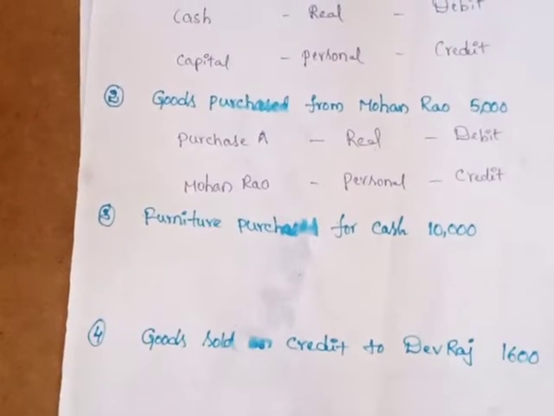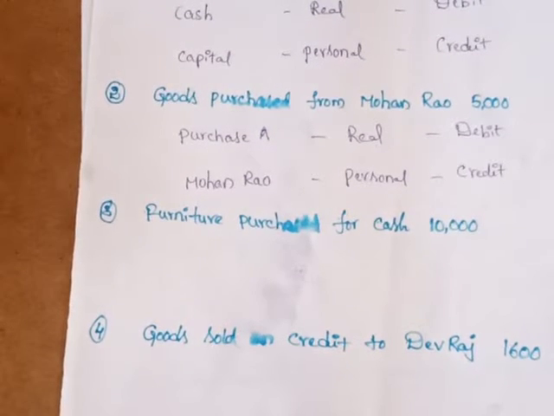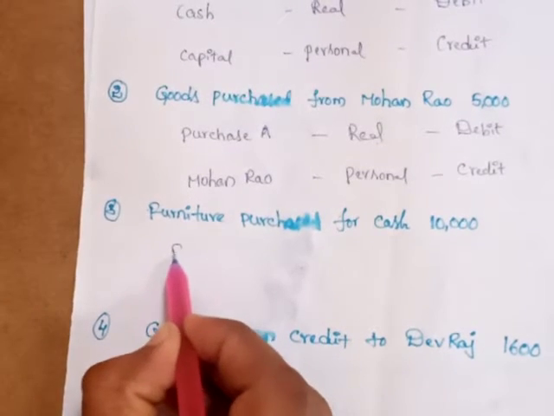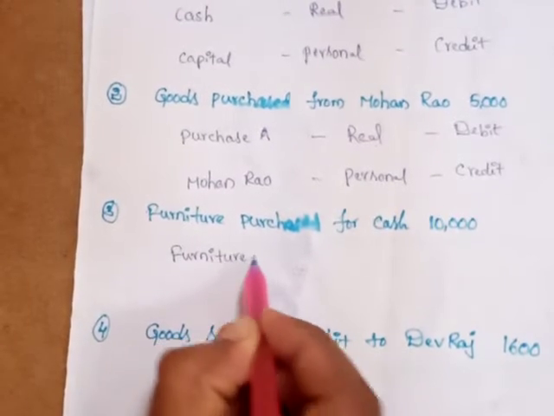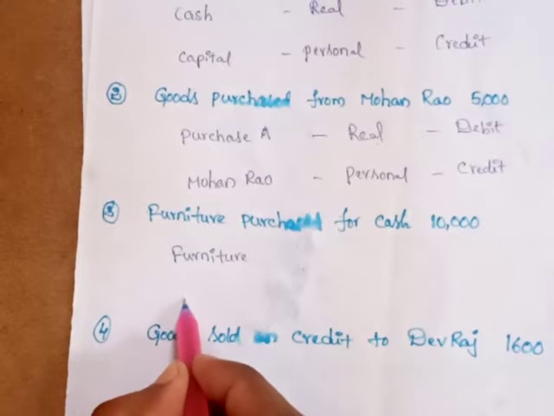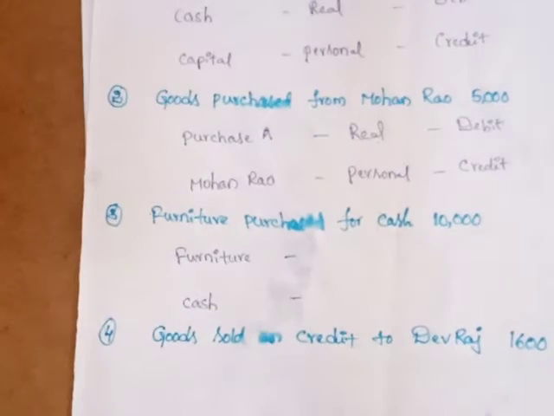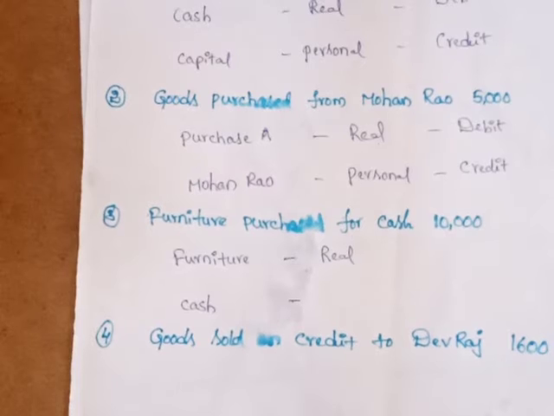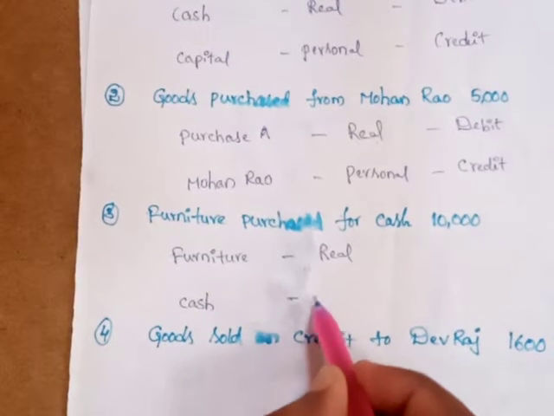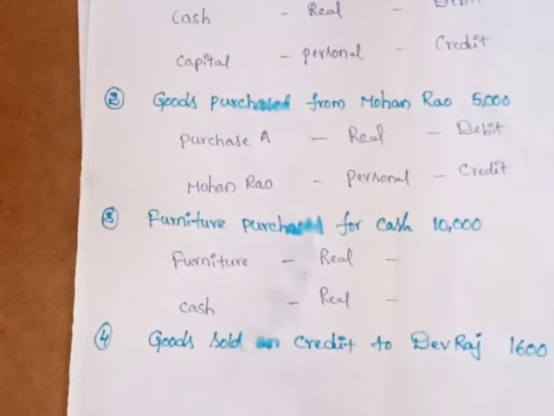Next, furniture purchased for cash, 10,000 rupees. In this transaction, two aspects are involved. One is furniture account, the second one is cash. Furniture is an asset, that's why it comes under the real account. And cash is also an asset, that's why it also comes under the real account. So both are real accounts.